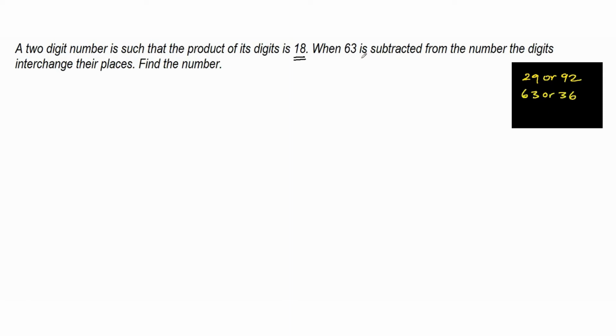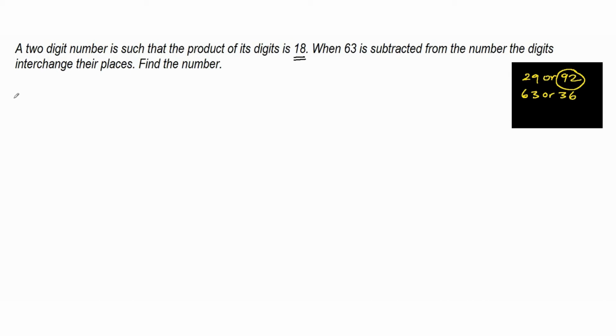Right? Now it is said that when 63 is subtracted from the number, the digits interchange their places. So that is true only in case of this number. 92 minus 63 is 29, and hence the answer has to be 92. So we were able to find the answer even without solving the equation. Now let us frame the equation.